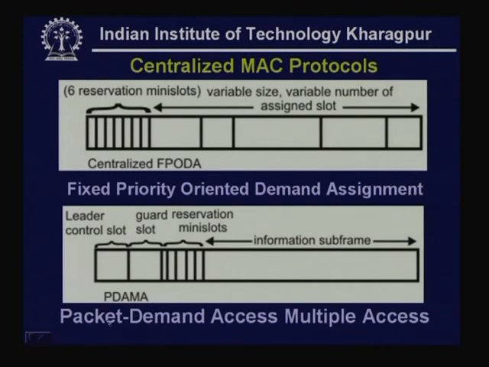And finally, you have the packet demand access multiple access protocol, PDAMA, where there is a leader, and you have a leader control slot, then a guard slot. In the leader control slot, acknowledgement is given to other stations about the reservation of slots, and the guard slot is used as a gap, so that the ground stations get some time before reservation can be performed from the next time frame. And these are the information subframes where the transmission is performed based on the reservation. So, this gives you a quick summary of the medium access control techniques that are used for satellite communication.